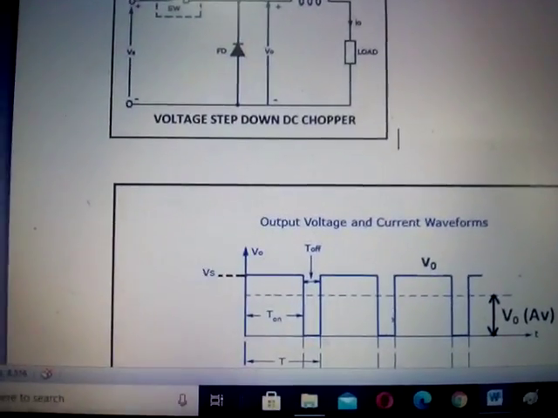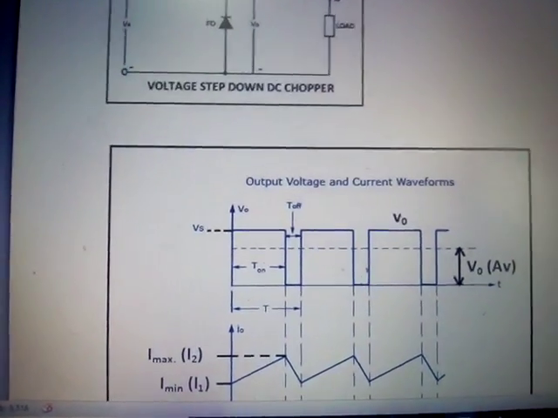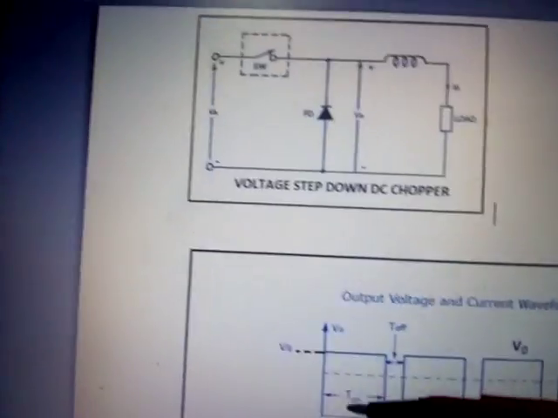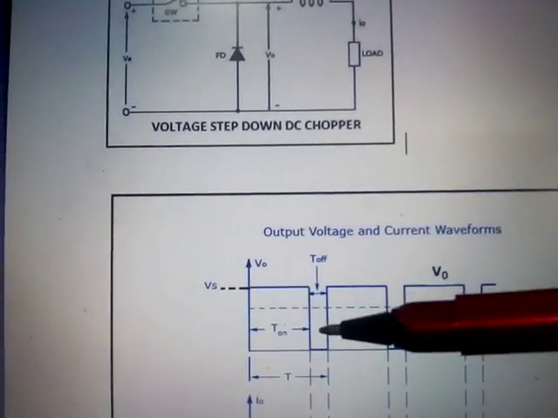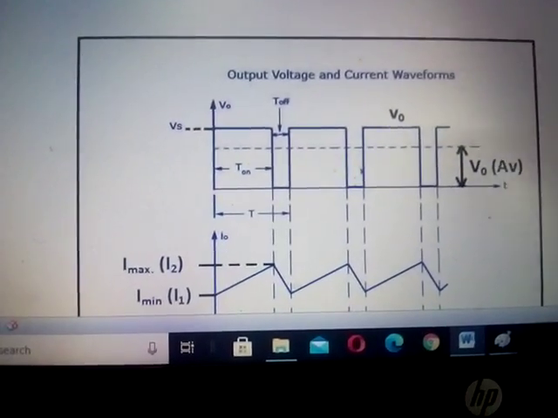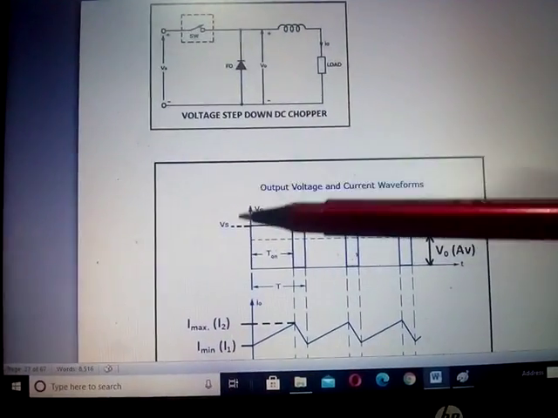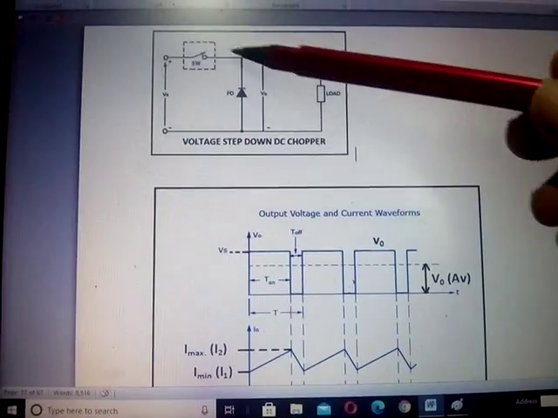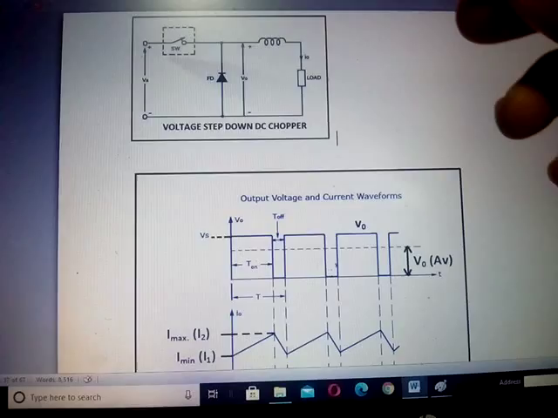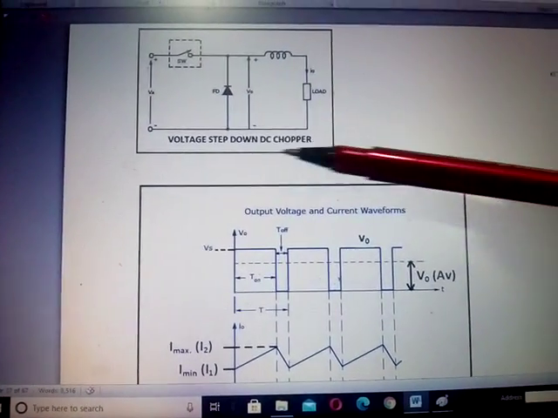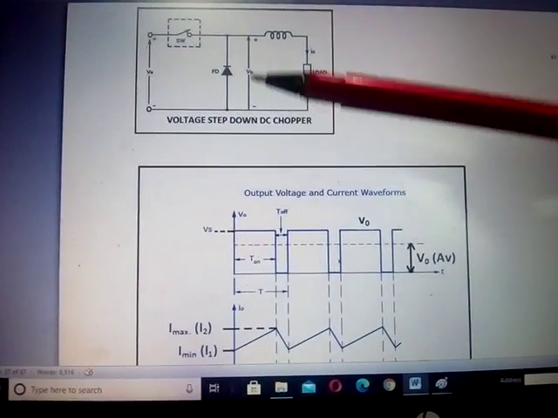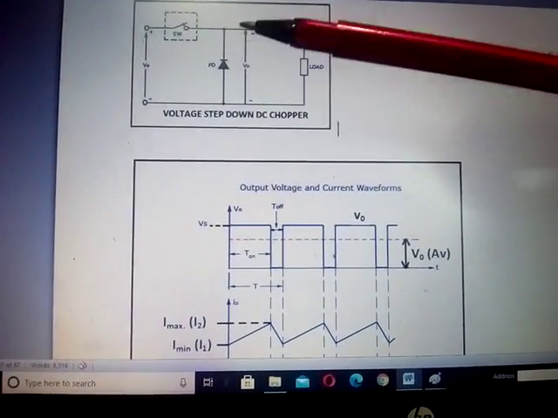See here, the waveform is there. This is the on time and this is the off time. When the chopper is on, current will flow like this and increasing. When the chopper is off, current will be freewheeling through the diode. Output voltage will be 0, see, it will be diode drop.